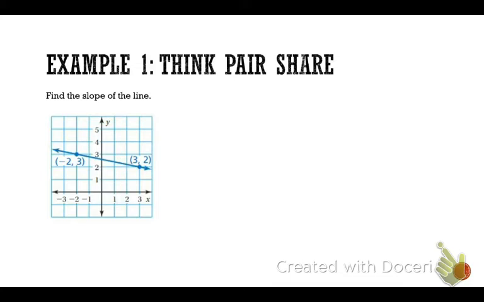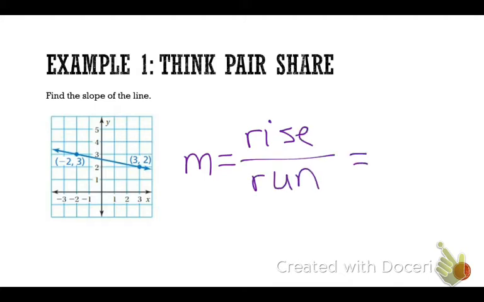All right, so we're going to do rise over run. All right, so m equals my rise over my run. When you have the slope, I want you to turn to a neighbor and compare your answers with each other. So we'll just pause here for a sec.